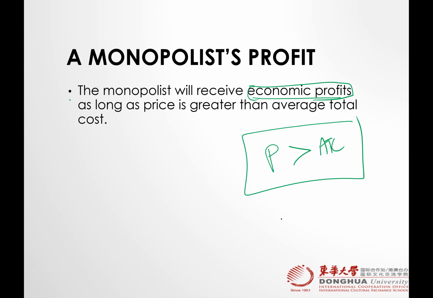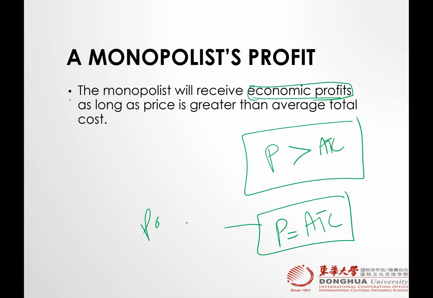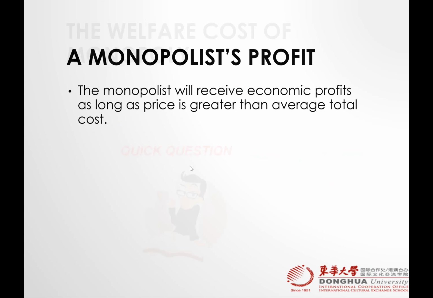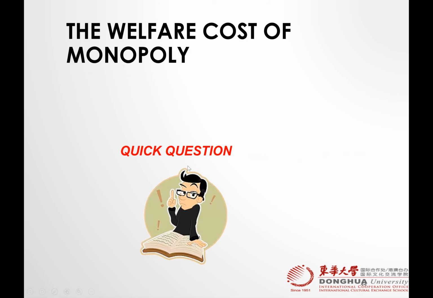And in perfect competition, for the perfect competitive firm, price is equal to average total cost. It means economic profit is equal to 0. But here in monopoly, economic profit would be a positive number, greater than 0. We just confirmed from our last question that monopolists do earn economic profits. Why? Because price is greater than average total cost.